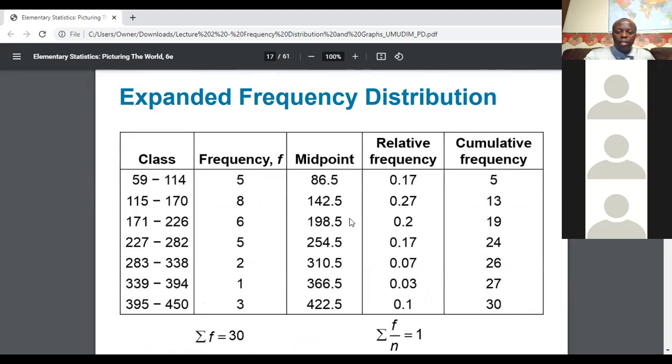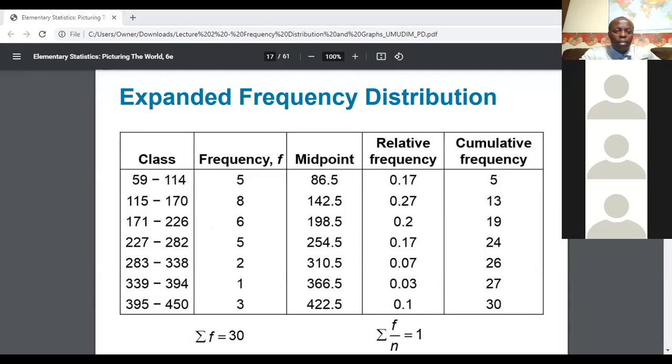13 plus 6 gives me 19. So you add to the next frequency to get the cumulative frequency. 19 plus 5 here gives me 24. 24 plus 2 gives me 26. 26 plus 1 gives me 27. And 27 plus 3 gives me 30. So that's how you get the cumulative frequency. Now, for the cumulative frequency graph, you plot the class intervals versus the cumulative frequency to give you a smooth curve. I think I have it here on the paper.